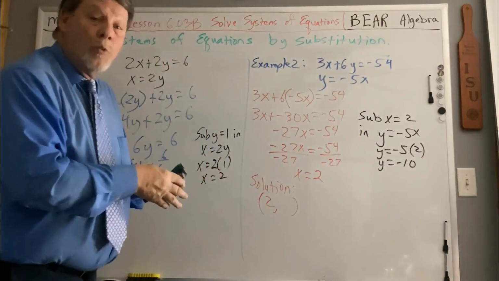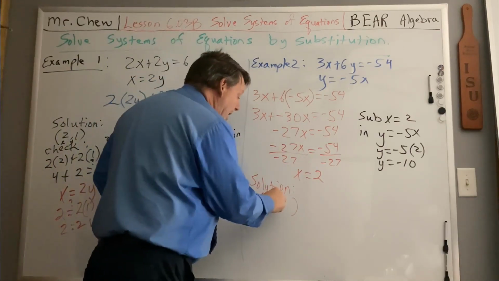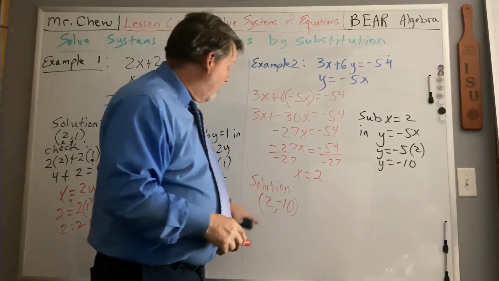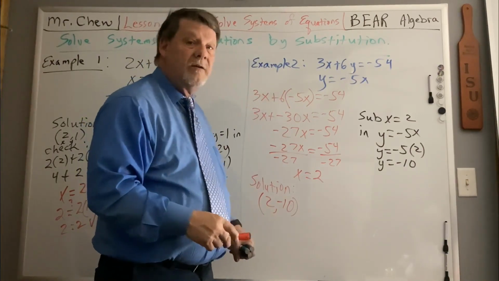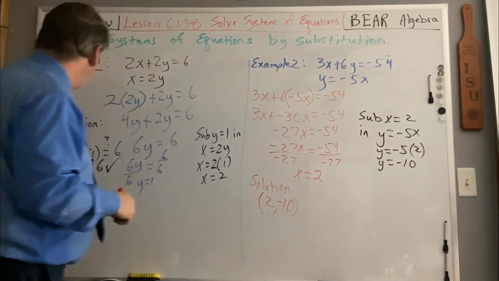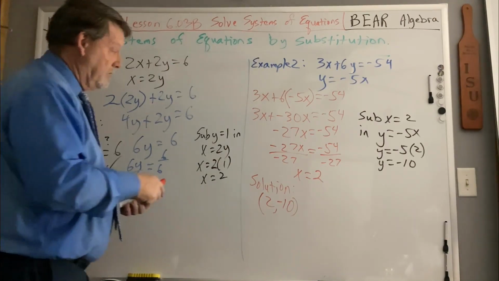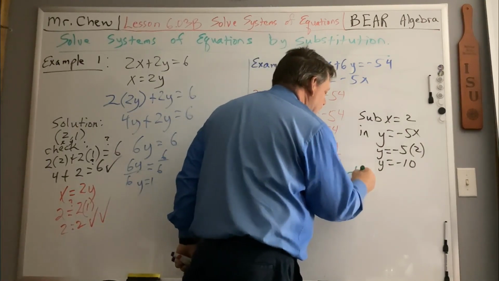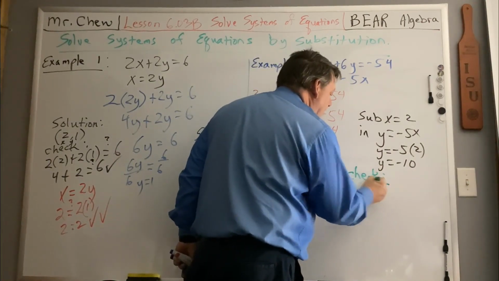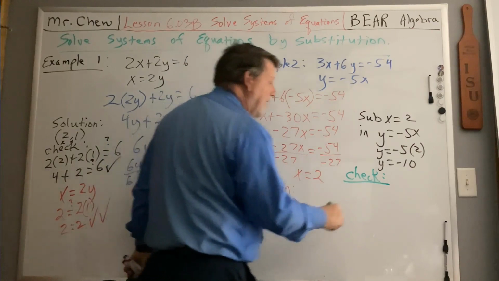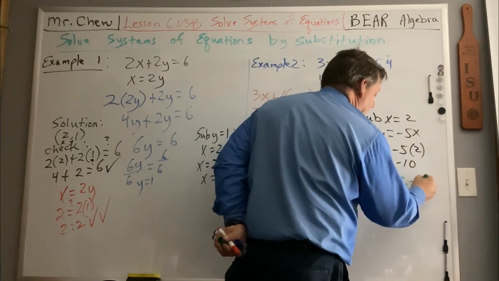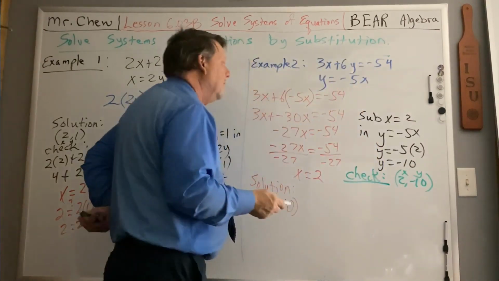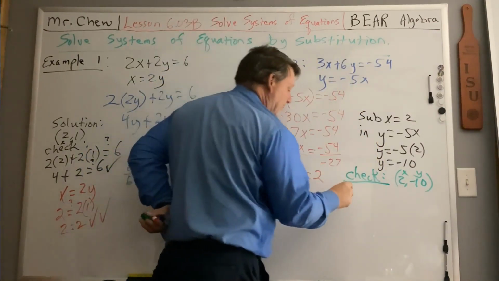So we're saying we believe that if we graph both of these equations on the same coordinate grid, they will intersect in the point (2, negative 10). Prove it. So when you prove it, you have to check the solution. Okay? So here's my check. You have to take each equation and plug (2, negative 10) in. That is my solution. Here's my x. Here's my y.